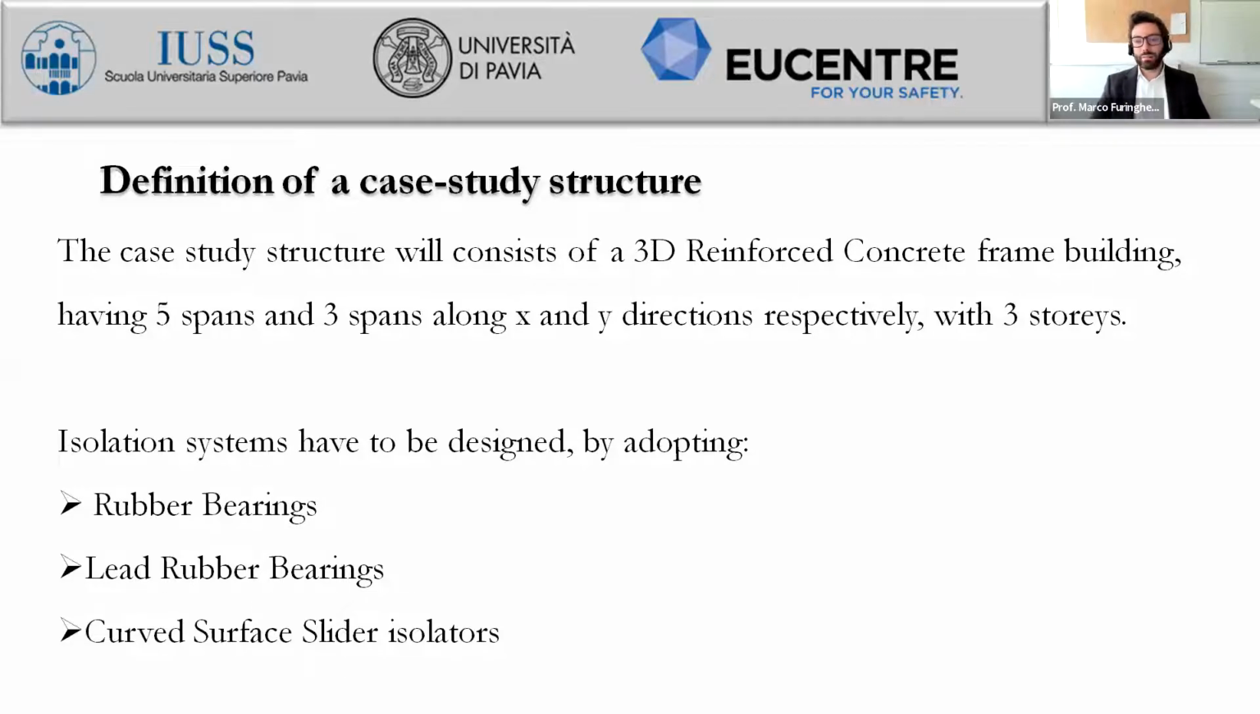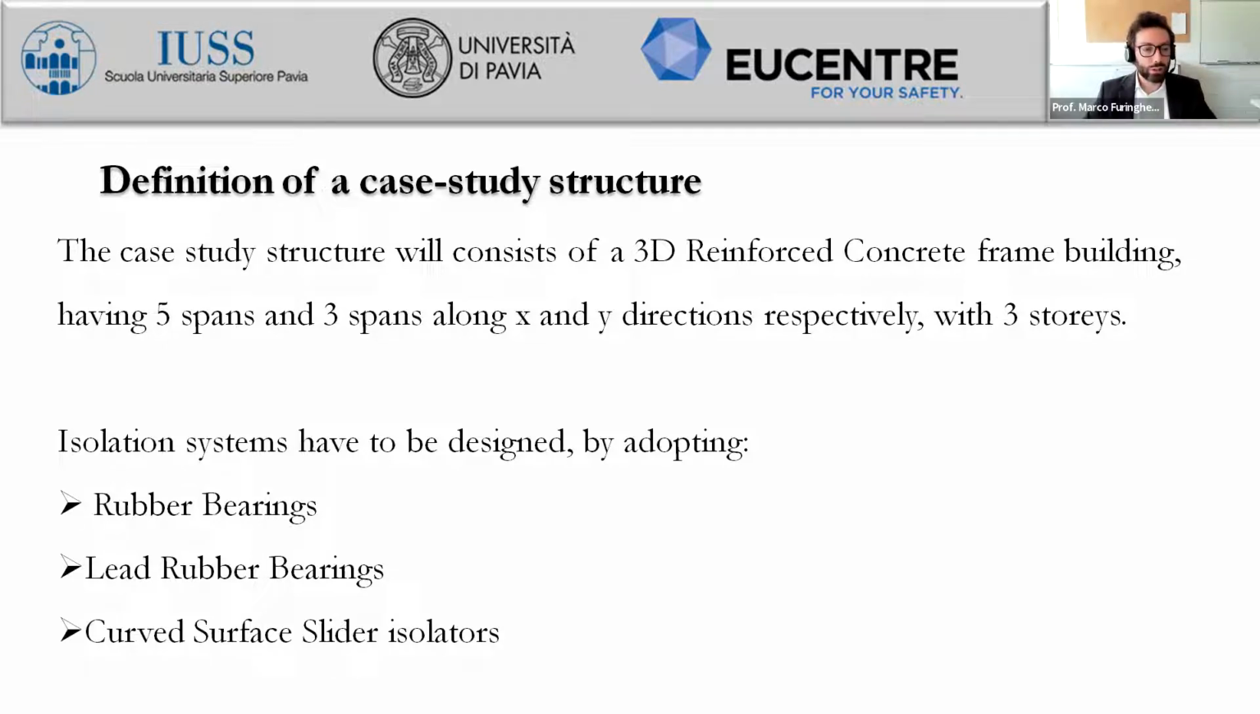So these are the main characteristics for our structure. A very easy structure, which consists of a 3D reinforced concrete frame building. And we will consider 5 spans along the X direction and 3 spans along the Y direction, and 3 stories, okay? So this is a very small structure, but it is useful for us to practice with the fast design, and then with the numerical assessment through the nonlinear time history analysis.